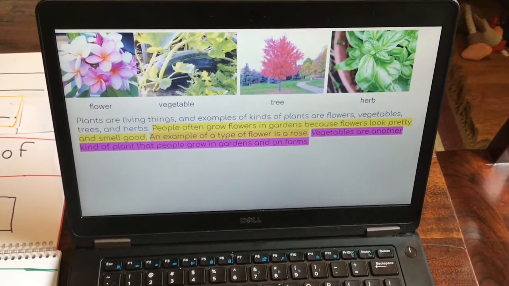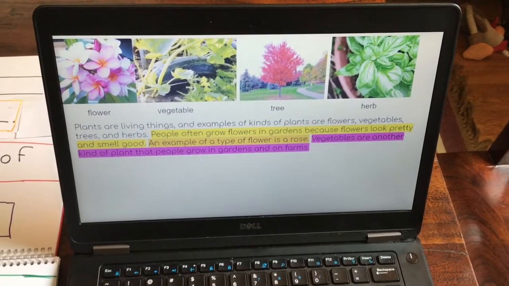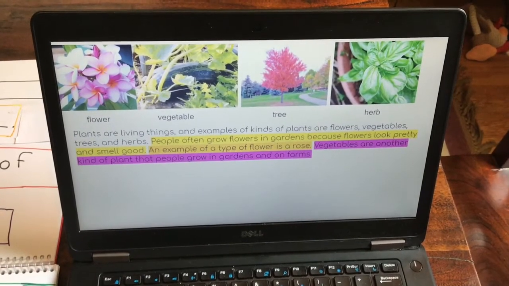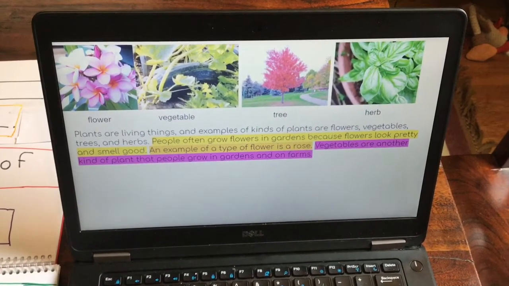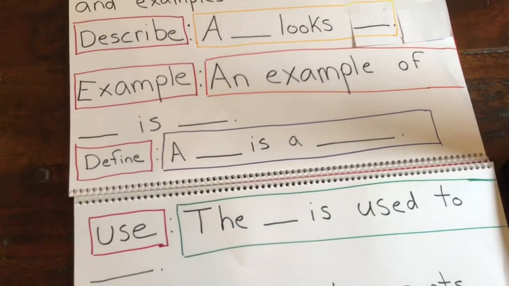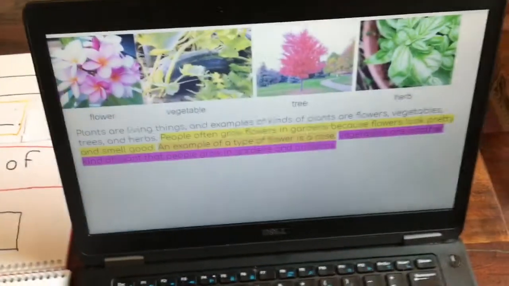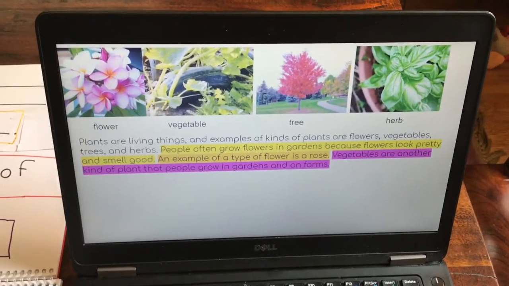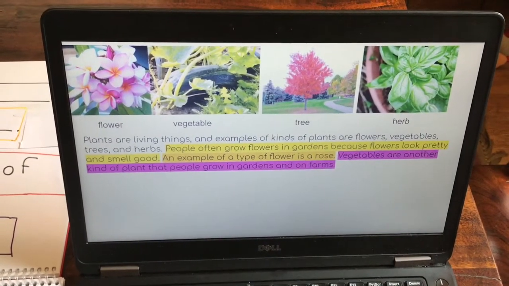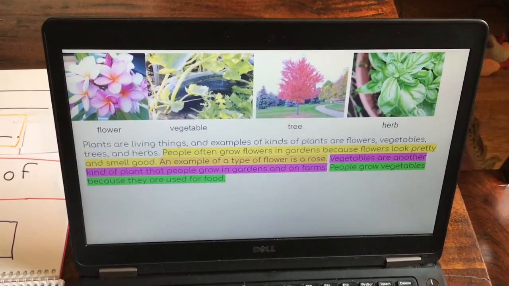Vegetables are another kind of plant that people grow in gardens and on farms. This one is a definition, define. So I made it purple. Here is our define. A is a. And again, I pretty much stuck with the sentence frame. Vegetables are another kind of plant that people grow in gardens and on farms.